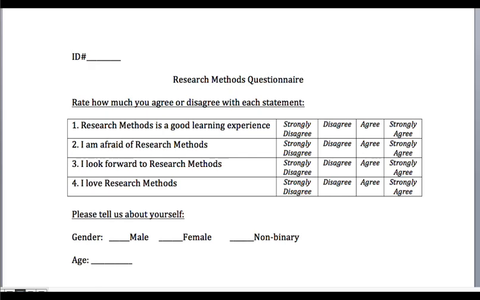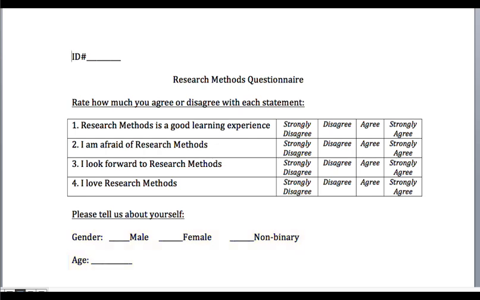For this example, imagine that we created a brief research methods questionnaire to assess how students feel about the class. Now, between you and me, we all know that people love this class, best class ever. But imagine that we wanted to find out how attitudes vary. So you'll notice we have 4 questions assessing attitudes toward research methods, and then we also have some simple demographic questions to assess the participants' gender and age.